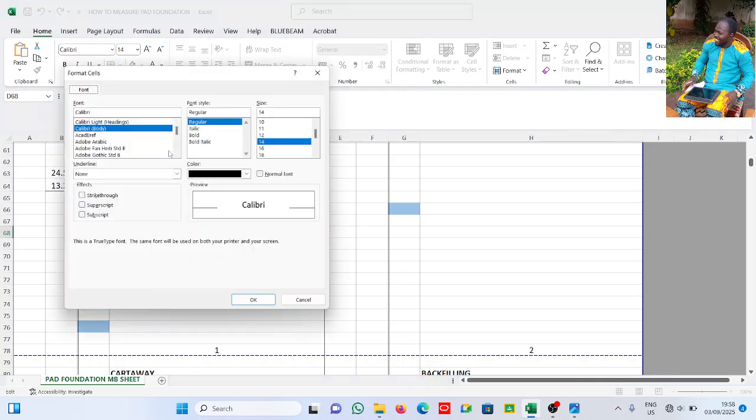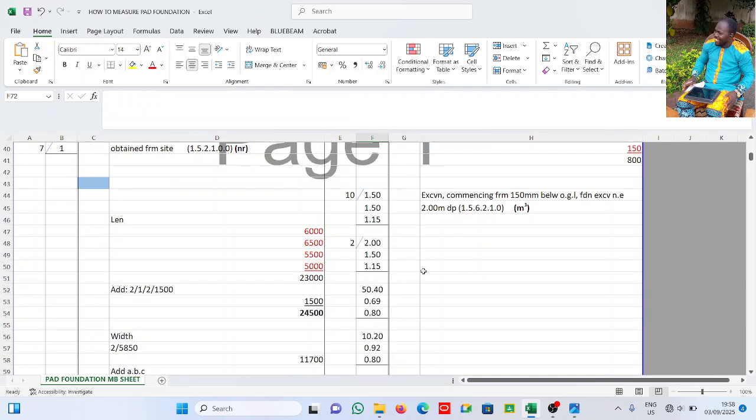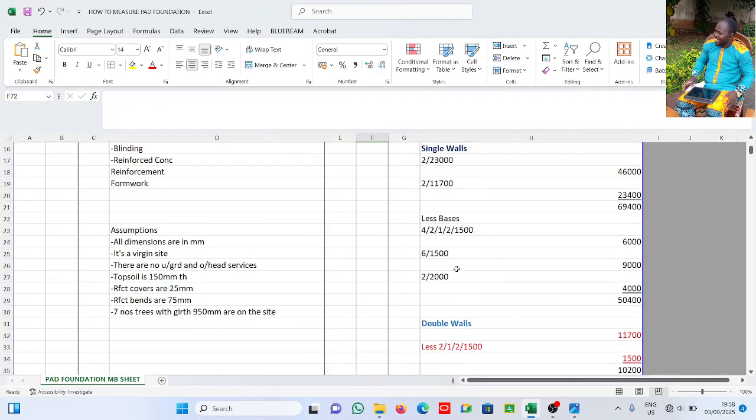All right. So we go ahead. Okay. Then this is page 1. All right.